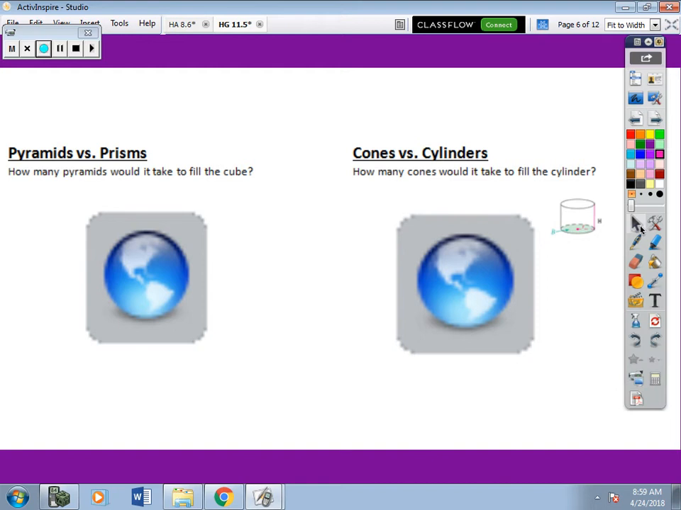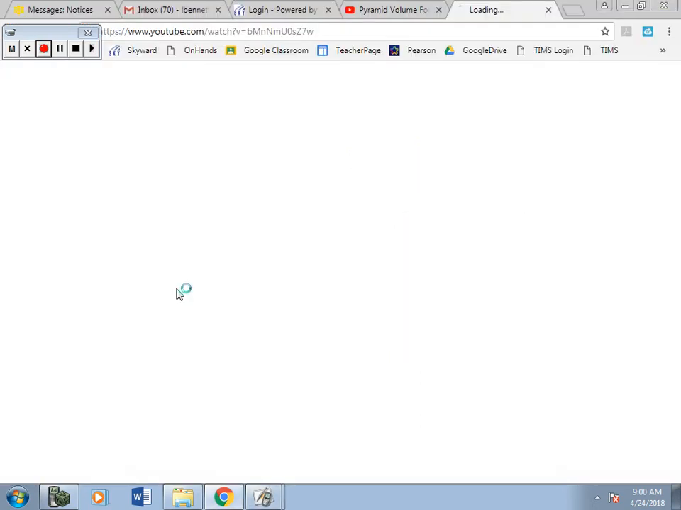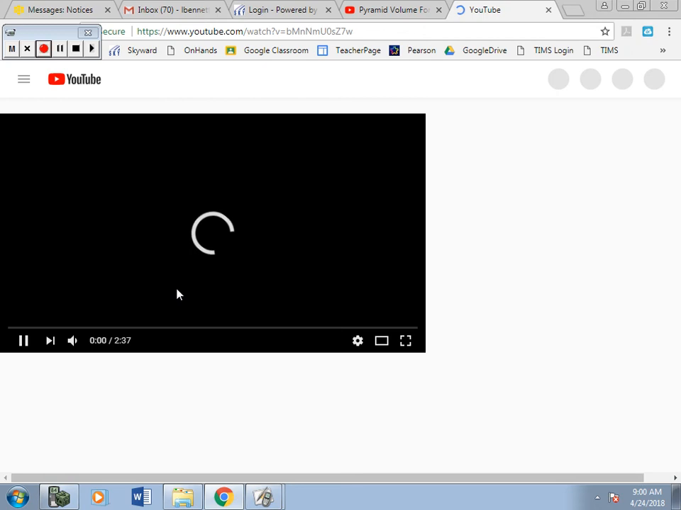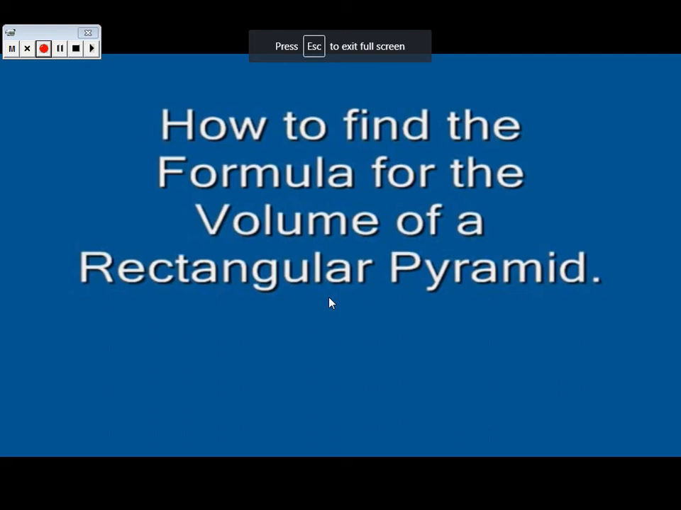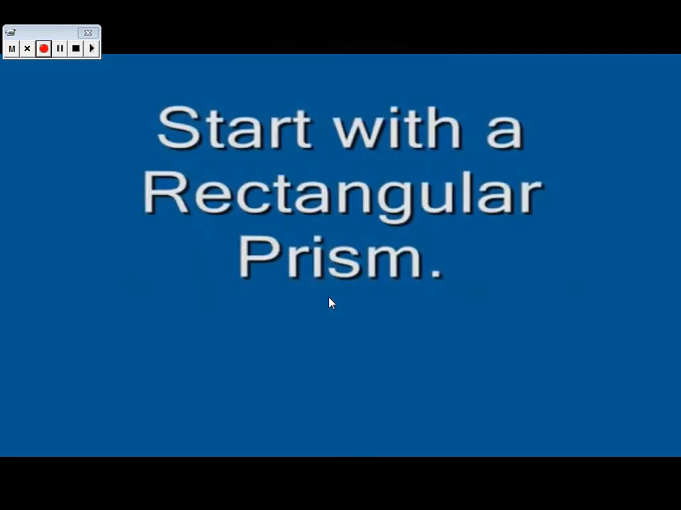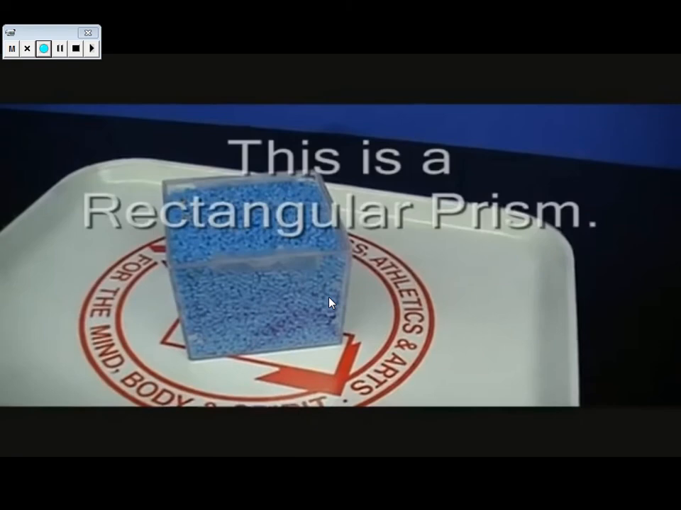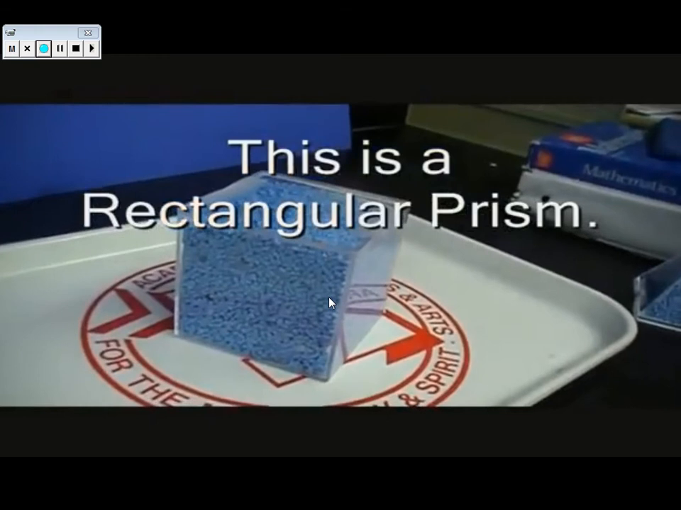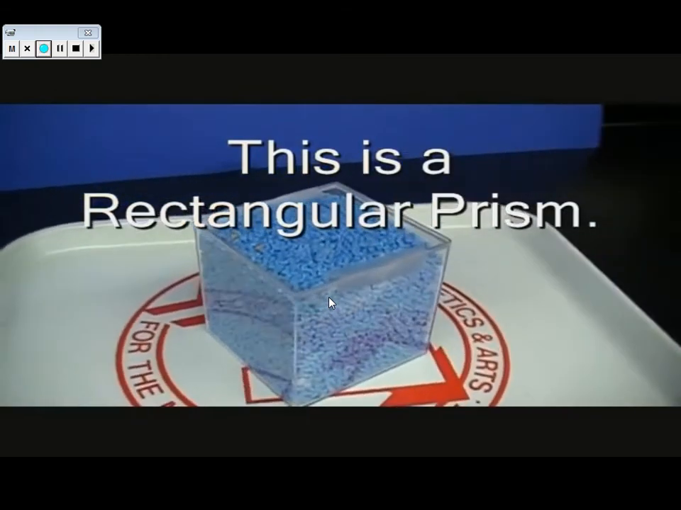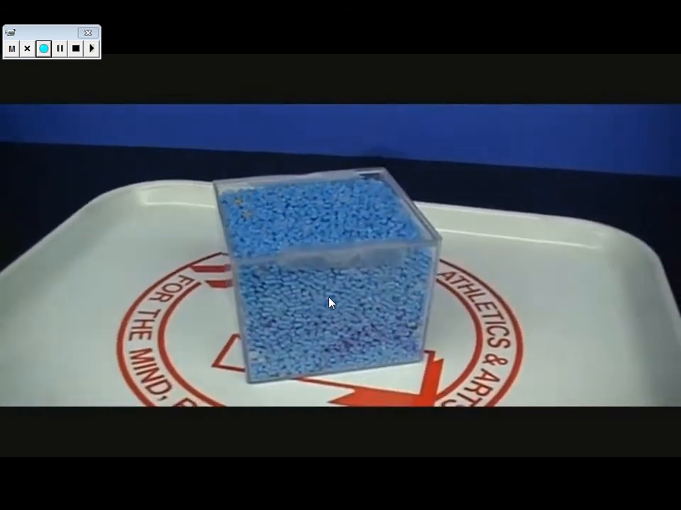Alright, so to show you, the formulas today are almost identical to yesterday's, except they're going to be a fraction of the volume. They won't be the same, but they'll be a fraction. So let's see if you can figure out what fraction that would be. They're going to show you a visual of pouring the amount of things from one into another. So we have a rectangular prism filled with material of some sort. Gravel, looks like.